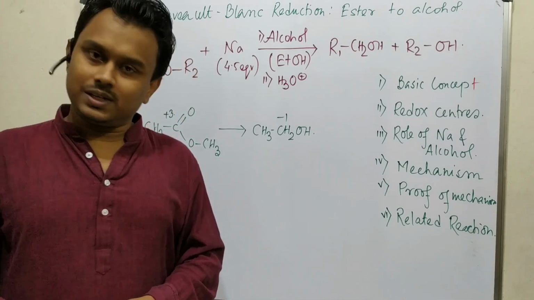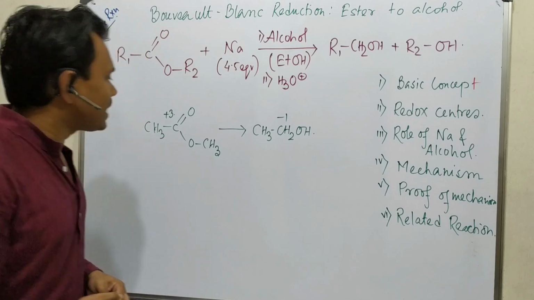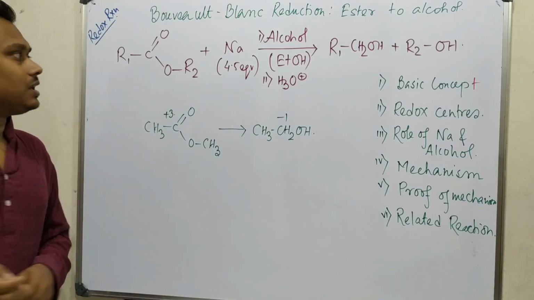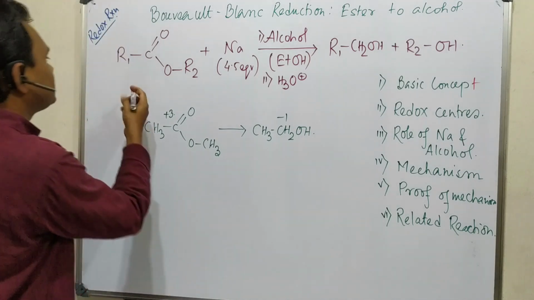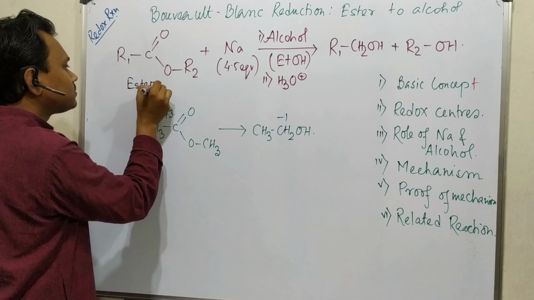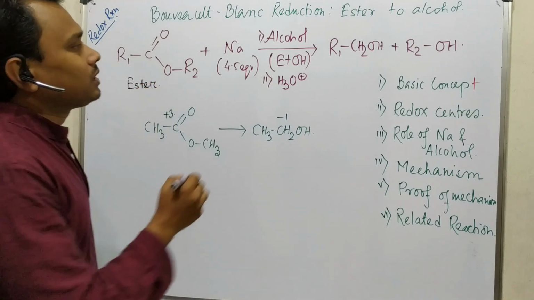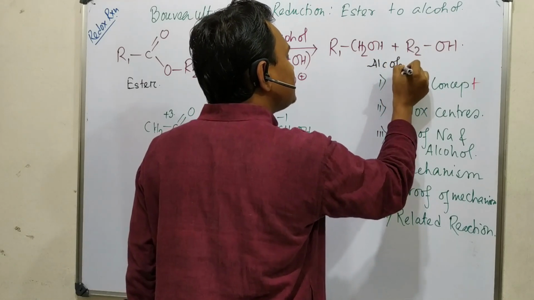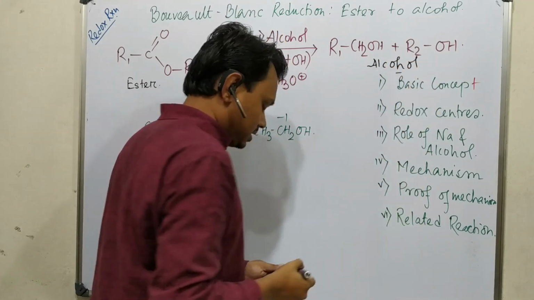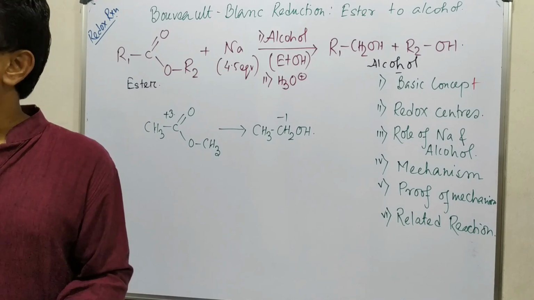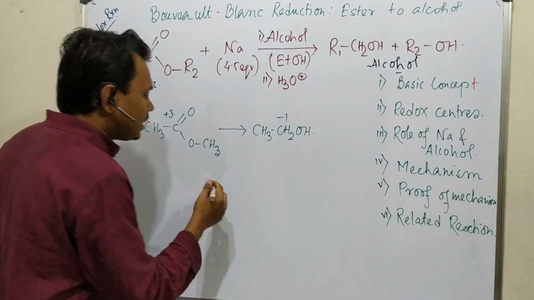Okay, so let's start. This reaction, as you can see, is the Bouveault reduction, meaning the reduction of an ester. This is an ester of a carboxylic acid, ester to alcohol. When we say ester to alcohol reduction, instantly one word comes to our mind. What is that word? That is lithium aluminium hydride.